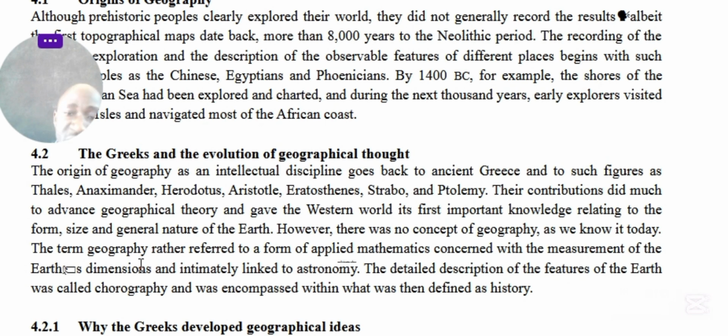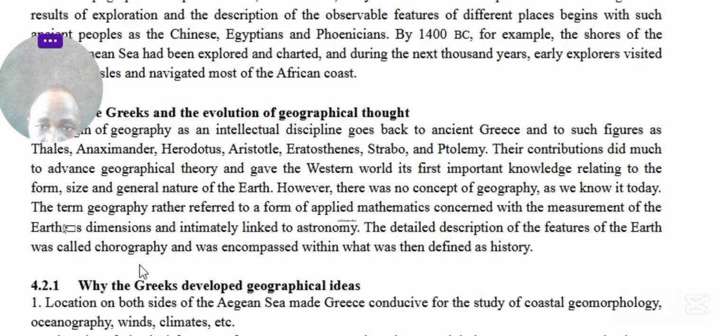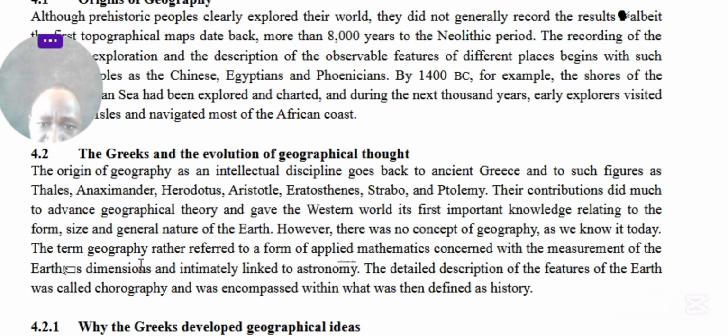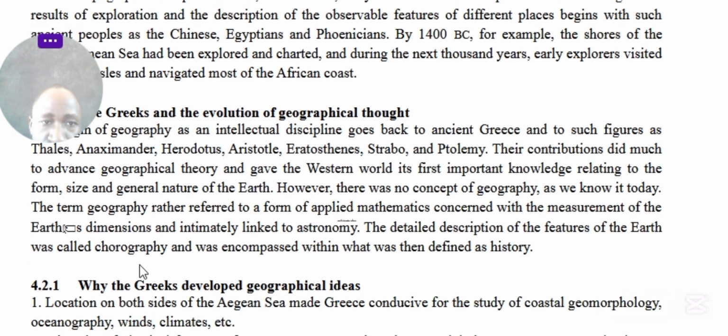When we proceed, we are going to be looking at the origin of geography. In my introduction, I mentioned the Neolithic period, around 8,000 years back. That's when people started to embrace geography as a subject, and they are saying that the first topographic map dates back 18,000 years ago during the New Age period. That is what is termed the Neolithic period.